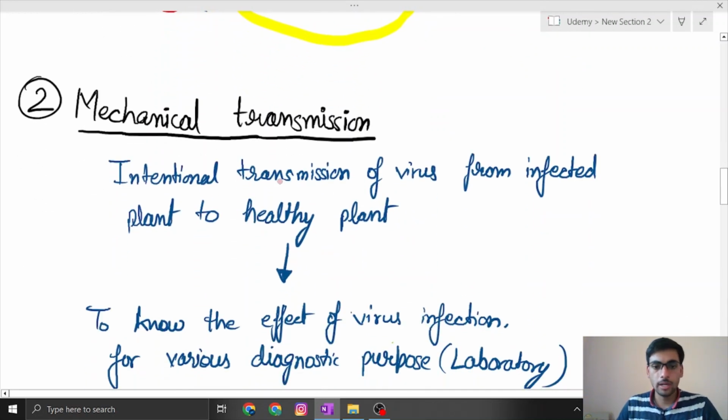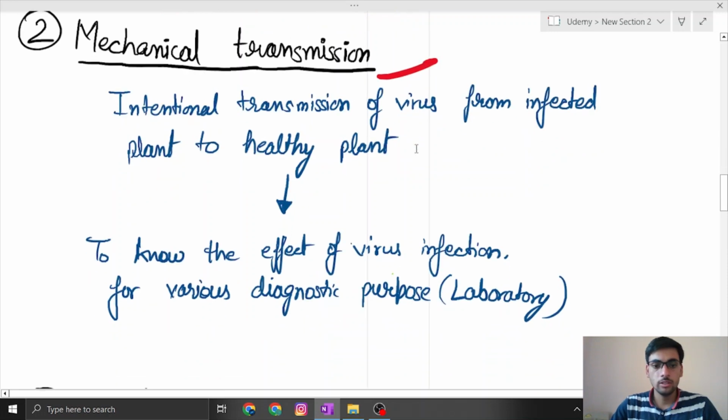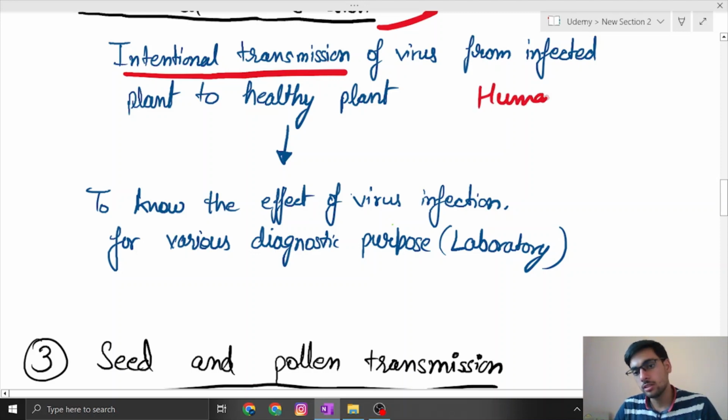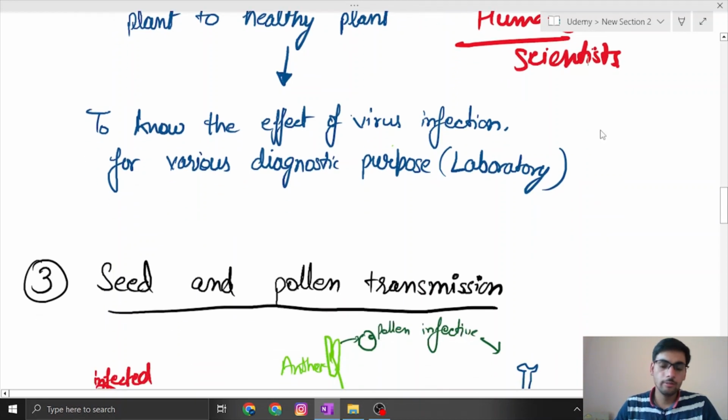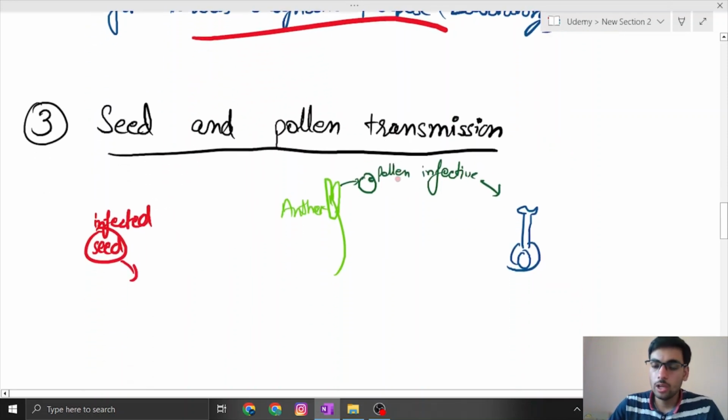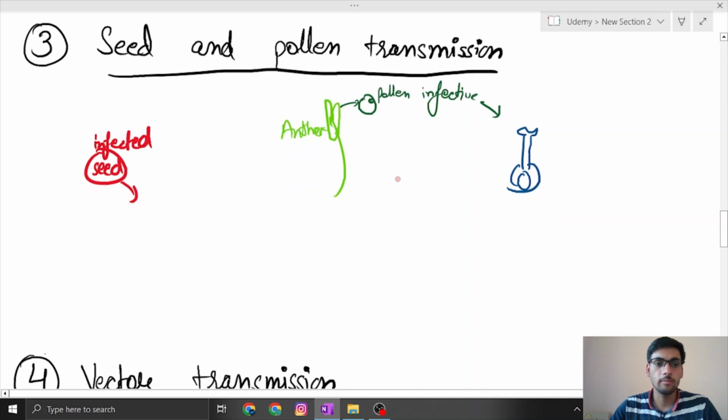The second one is mechanical transmission. Mechanical transmission is intentional transmission, and it is done by humans, basically scientists. We do this to note the effect of viruses on plants, and we also use these techniques for various diagnoses. These are all laboratory work done with viruses.